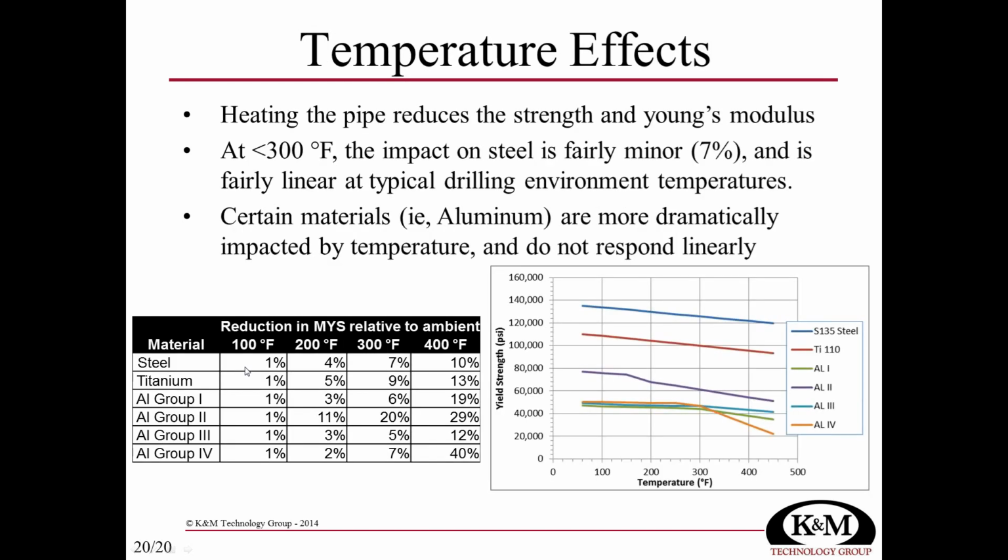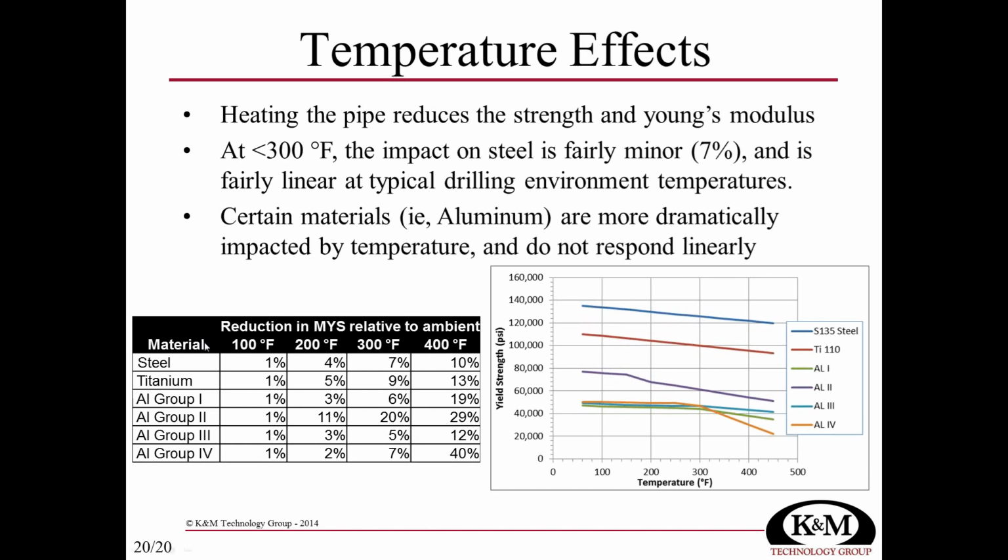Now, I mentioned earlier that temperature has an effect. Heating the pipe reduces the strength and the Young's modulus. At 300 degrees Fahrenheit, standard steel drill pipe is 7% lower strength than what it would be under ambient conditions. We don't drill too many wells that are really, really hot, but once we start getting up into that territory of 300, 400 degrees, it's important to take this into account, especially if we use more exotic materials, like if we were to use aluminum or titanium. They're more dramatically impacted by temperature changes, and that impact is not a linear equation. It's a linear equation for steel and a linear equation for titanium, but aluminum behaves a lot differently.